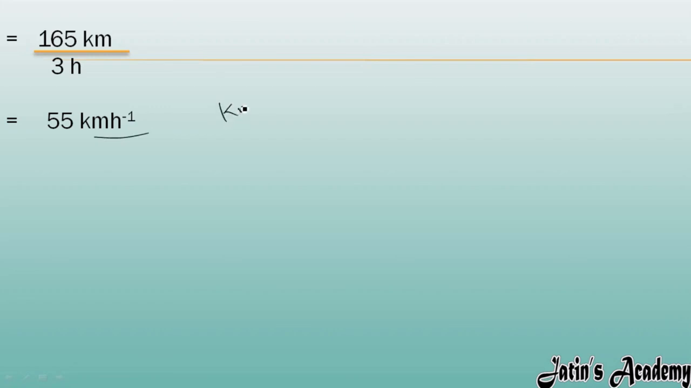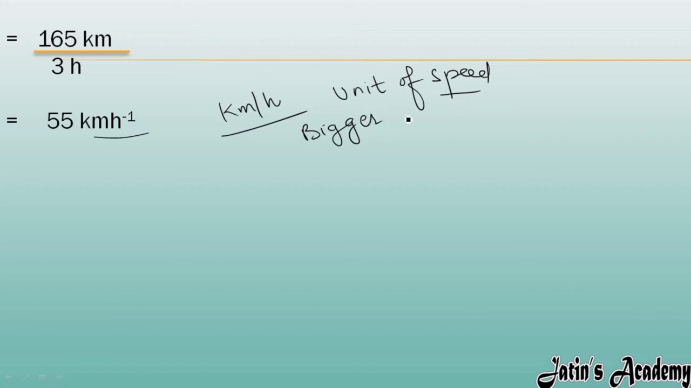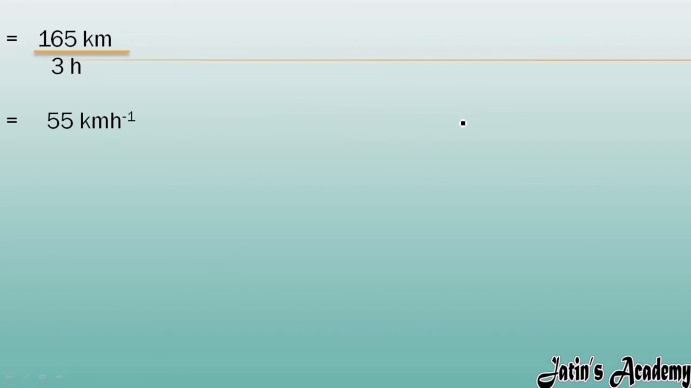Now see this kilometer per hour. Kilometer per hour is also a unit of speed, but kilometer per hour is the bigger unit of speed and meter per second is the SI unit of speed. Fine. So like this you can solve the numericals related to average speed or related to speed.